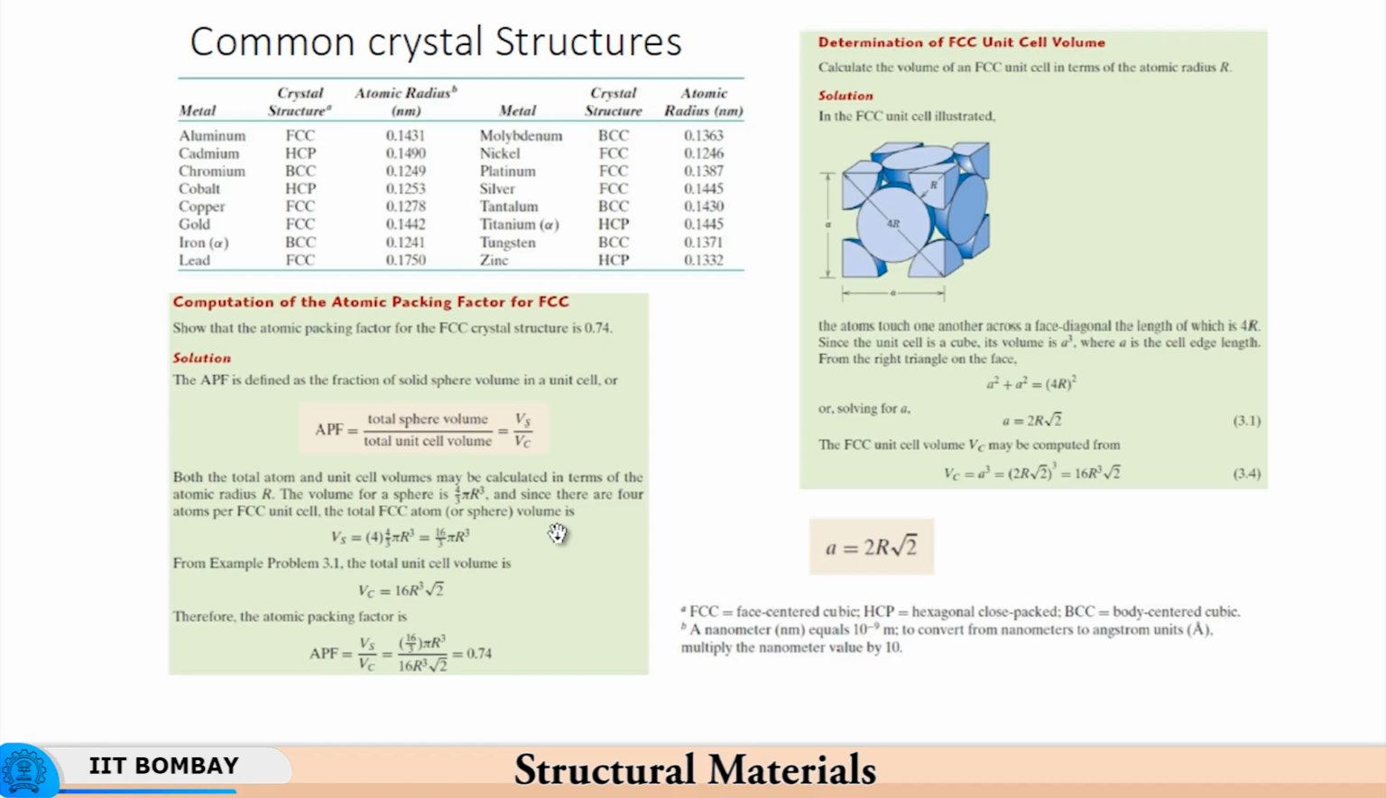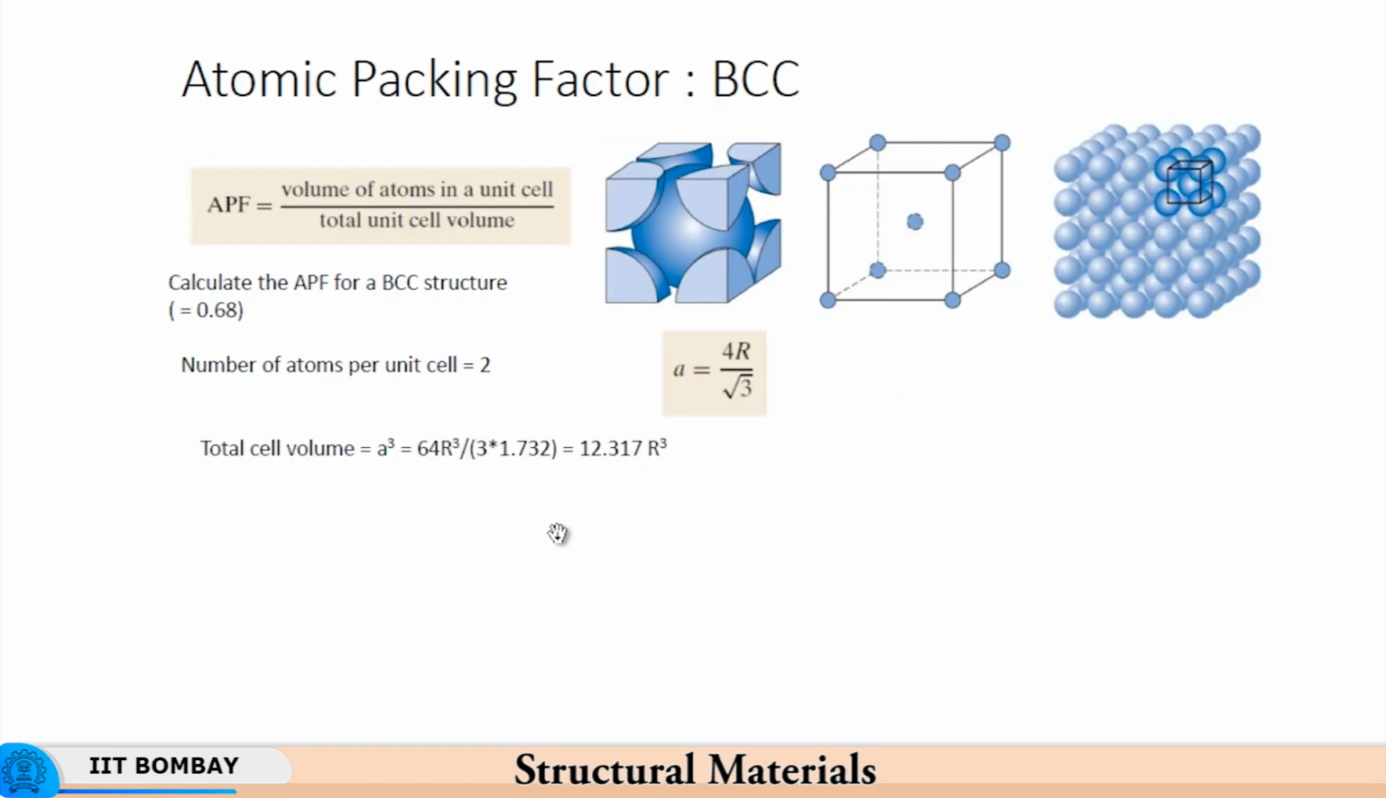So, the corresponding atomic packing factor is the volume of spheres divided by the cell volume, which turns out to be 0.74. It also turns out that the close packed structure HCP shows an identical atomic packing factor, as opposed to a body centered cubic structure, where you have an atomic packing factor of 0.68.